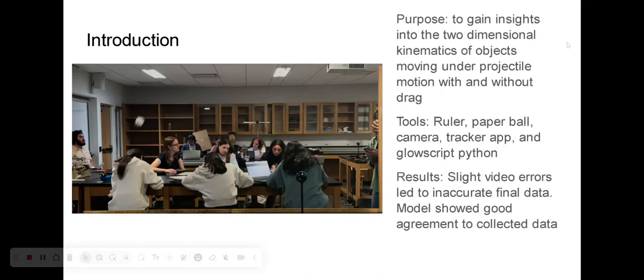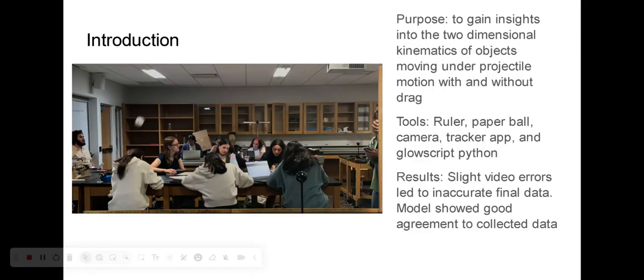So the purpose of this lab was to gain insights into the two-dimensional kinematics of objects, so projectile motion, with and without drag. So gravity is always considered, but drag is the special case here. In order to complete this lab, we used rulers, 3 of them, and a paper ball. That was our projectile. And then we also used a cell phone camera, the tracker app, and GlowScript Python.